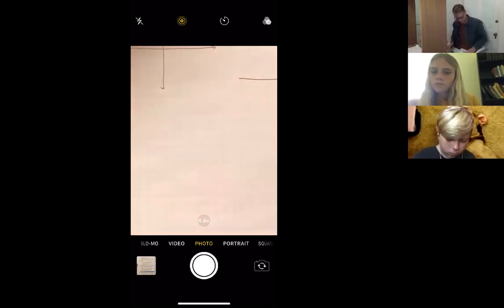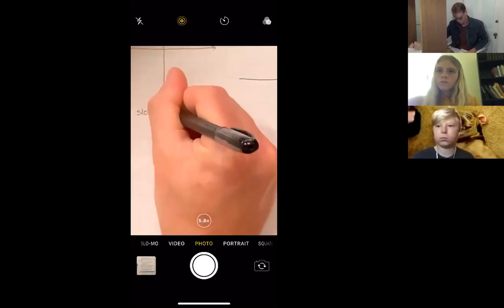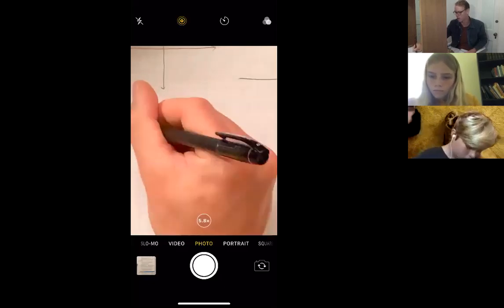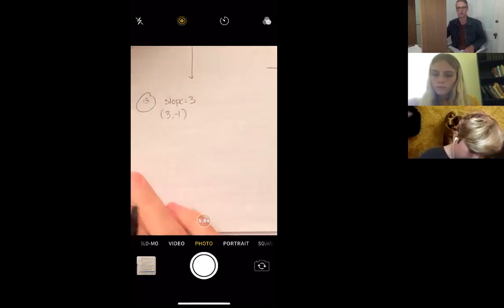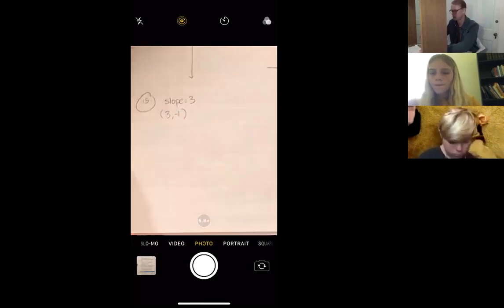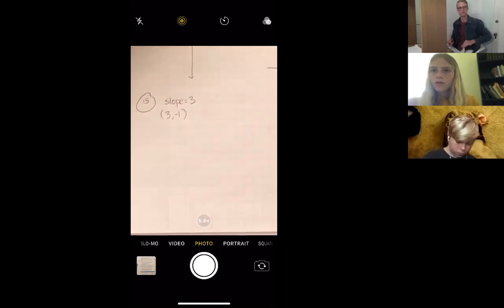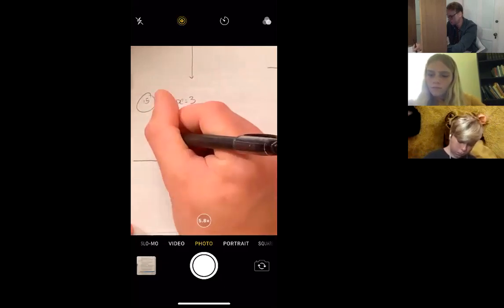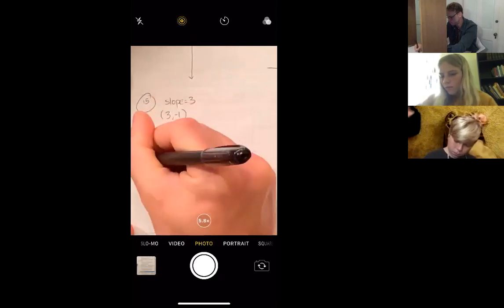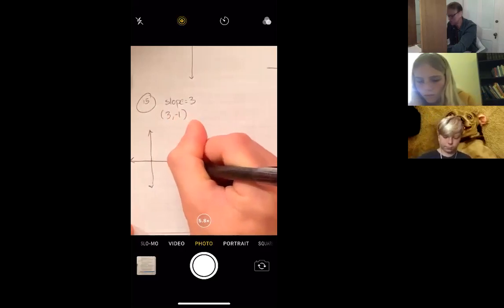All right. 15 is, the slope is 3. It's going to go through the point 3, -1. So first thing we have to do is what, Lacey? Graph the first point. Yes, graph the first point. So 1, 2, 3, -1. There's 3, -1.